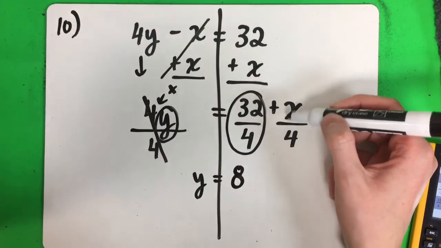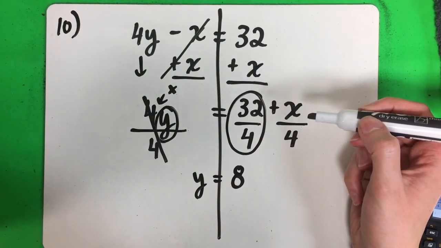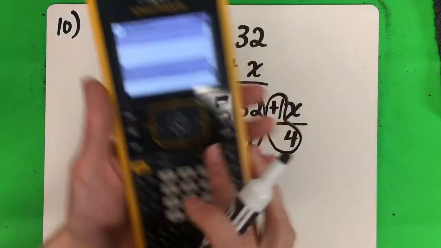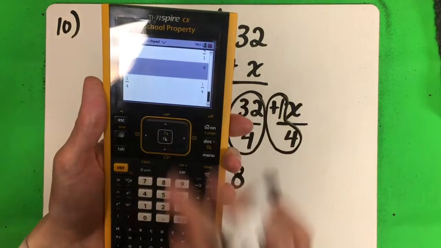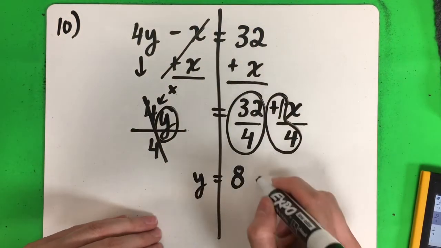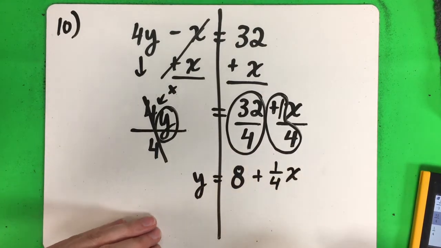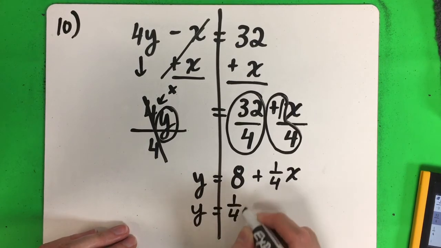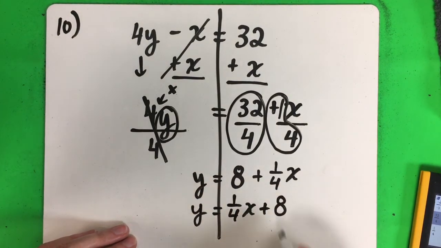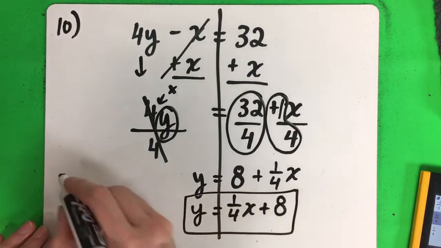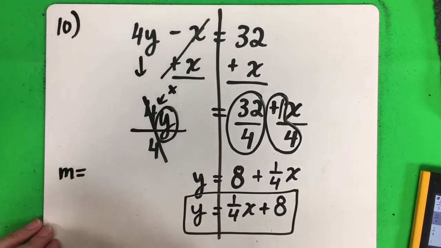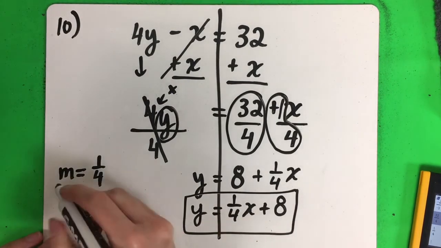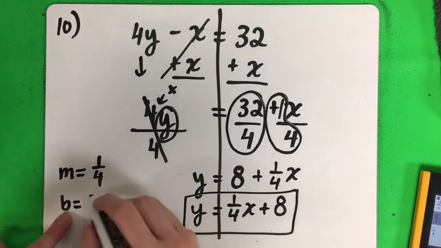And here, there's no number in front of x, so you will need to put a 1 here. So 1 divided by 4 is the same. Positive 1 divided by 4x. And we will switch. y equals 1/4 x, positive 8. There it is. Now let's find the rate of change or slope. That is 1/4 because it has an x. Tiene x, it has an x. And my y-intercept b is 8.